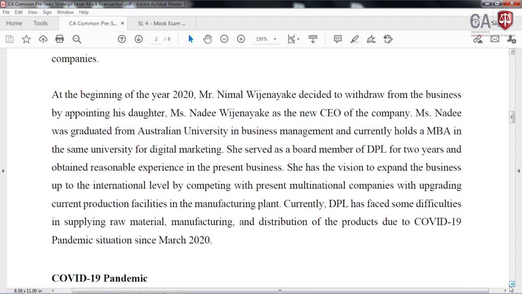So, the examiner later may prefer to talk about some digital marketing concepts. For example, e-business may be targeted by the examiner because Nadi has digital marketing qualifications. Probably she may try to expand the business into this e-business area also later, especially with this COVID-19 situation. Many are trying to expand the business activities into the online platforms.